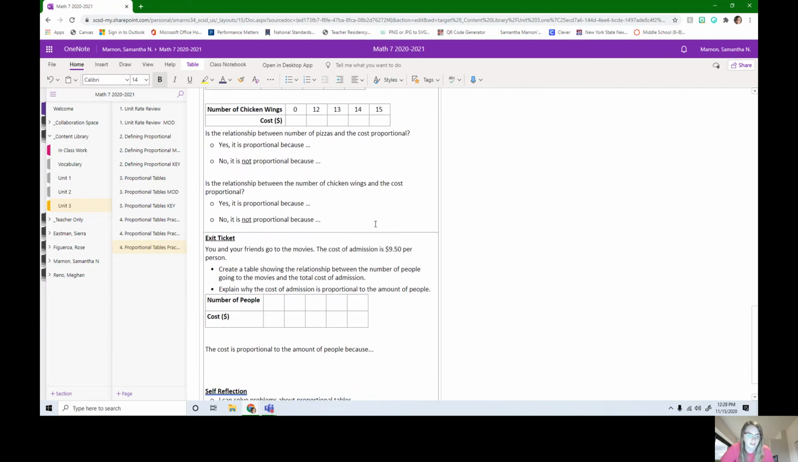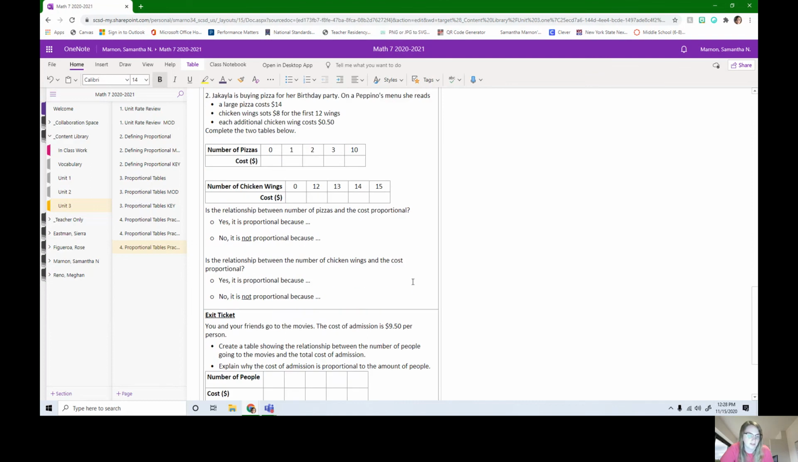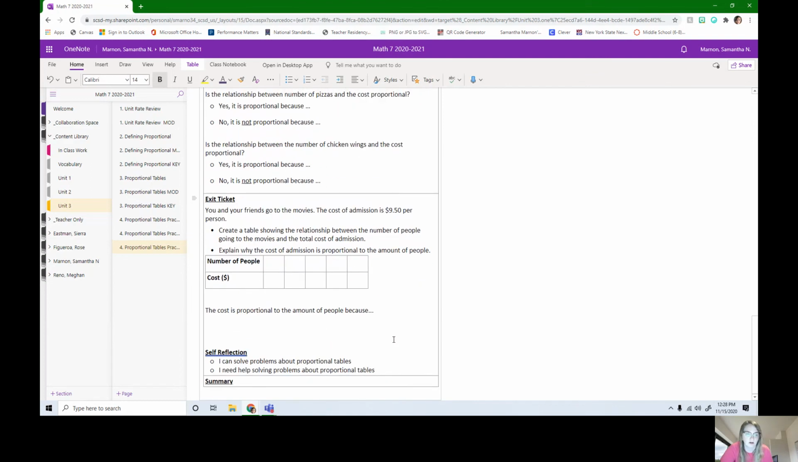When you're done with the practice problems, you then have an exit ticket where you're creating the table and explaining why it's proportional. So I'm telling you it is proportional. Complete the table. Why is it proportional? When you're all done with your practice and your exit ticket, those are the parts that are graded. So making sure those get done. You're going to go back into Canvas and click the Mark as Done button at the top of the page.